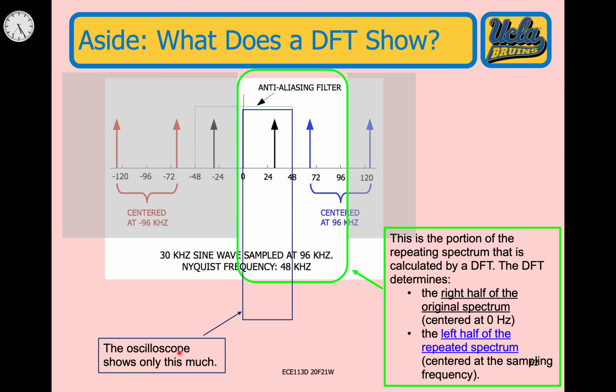Another thing is that if you do this on an oscilloscope, you only see this much of it. You only see the left half, from 0 to the Nyquist. That's all you need to see, right? Because everything else is a mirror image of what you see here, so there's no new information for you.